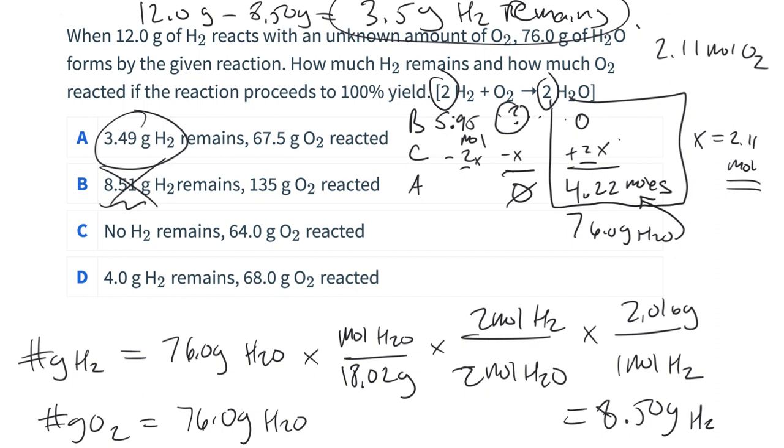And it's 32.00 grams per mole. So that's 67.5 grams of oxygen.